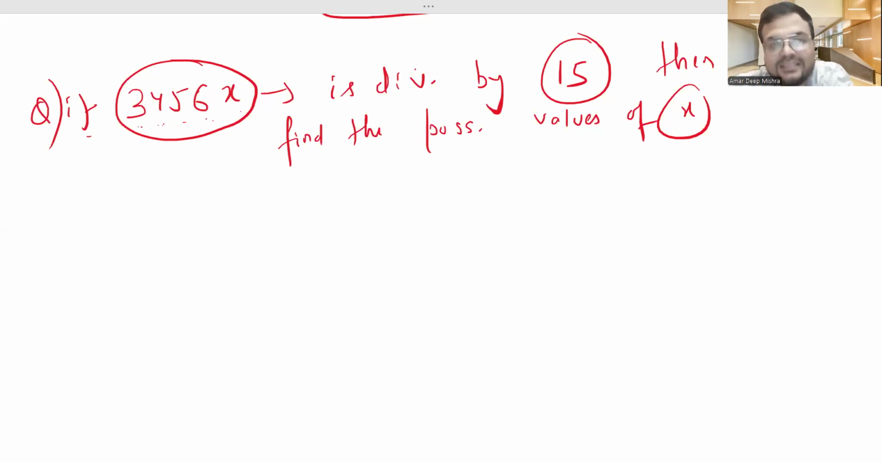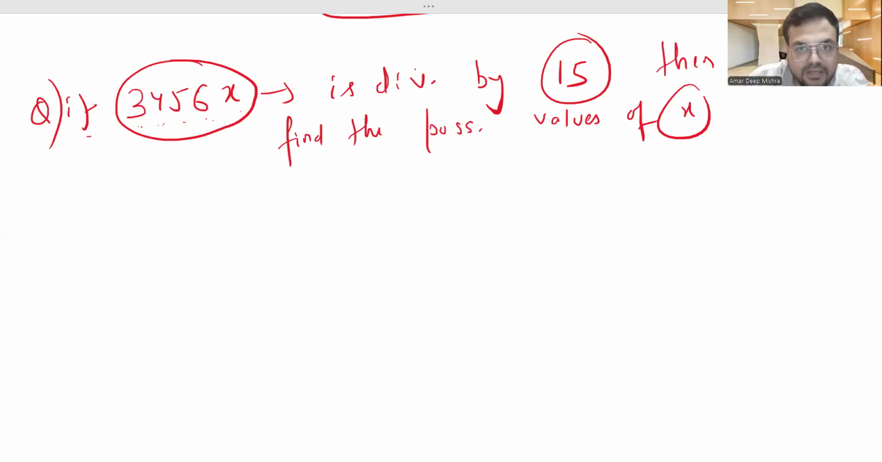Now, the question is: if 3456x is divisible by 15, then find the possible values of x. Again, the condition is x is a single digit whole number. That is the by default condition you have to keep in mind. Even if they have not given the same in the question, you have to keep it in your mind that x is a single digit whole number.